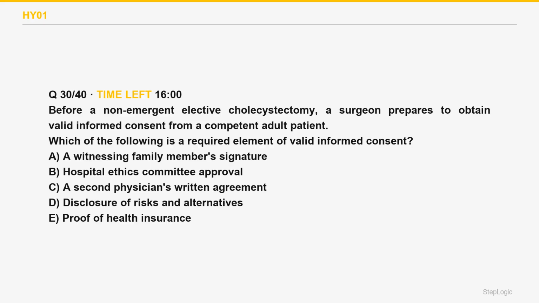Which of the following is a required element of valid informed consent? Before a non-emergent elective cholecystectomy, a surgeon prepares to obtain valid informed consent from a competent adult patient. Read the command, a required element of informed consent. The patient must be told what they are agreeing to.